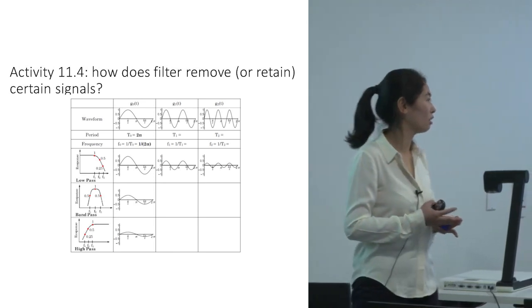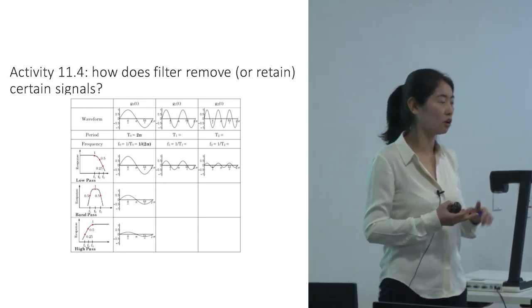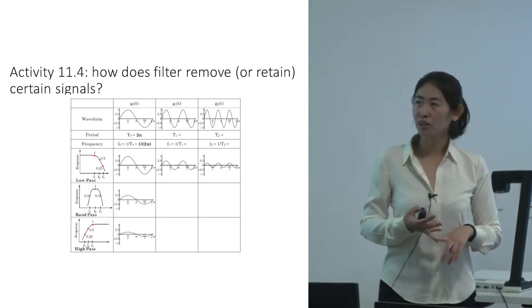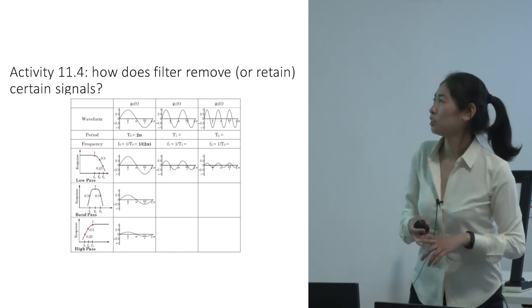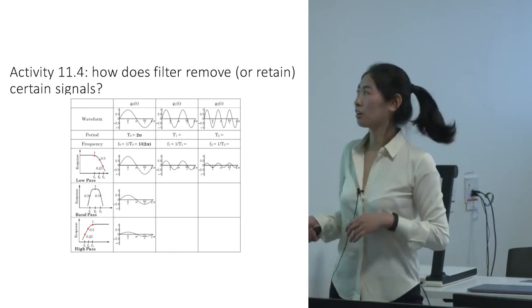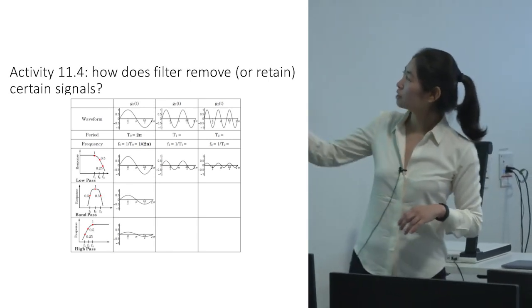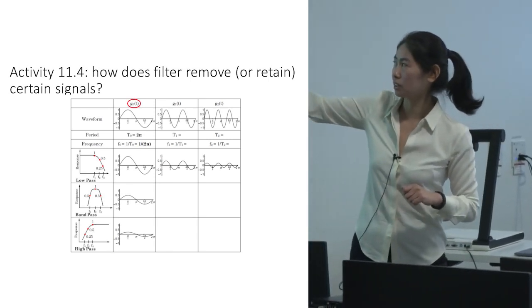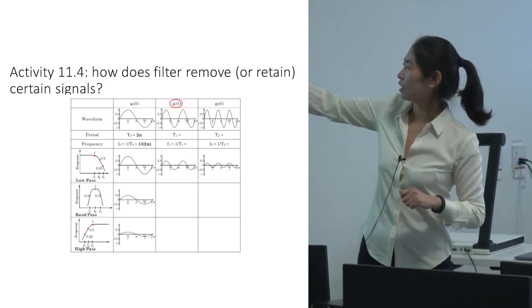We said there are 3 types of filters. There's a low pass filter, there's a high pass filter, and there's a band pass filter. So we can do one exercise and see how these filters are applied to our signals. For example, I have 3 signals to start with. I have G0, G1, and G2.